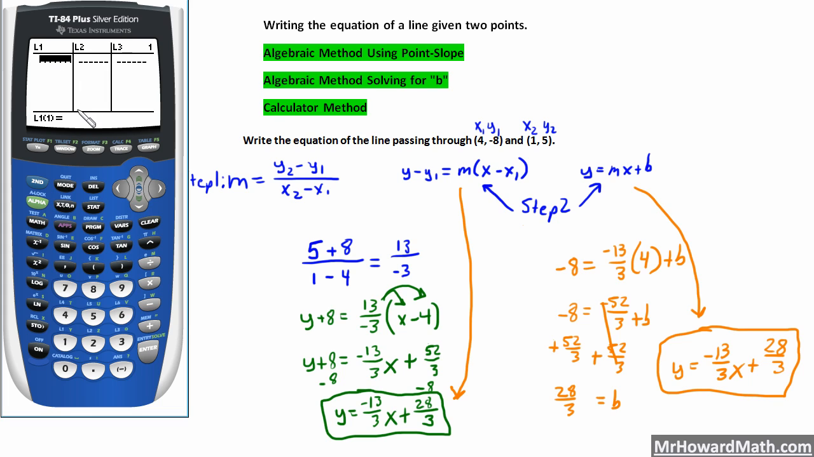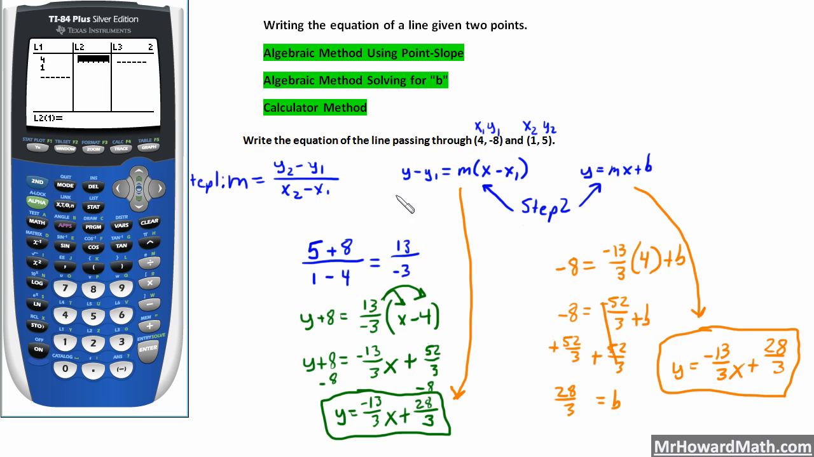So we need to remember that using our calculator, our x's go in list 1 and our y's go in list 2. Our x's go in list 1 and our y coordinates go in list 2. So our x coordinates are 4 and 1. So we're going to do 4, enter, 1, enter. Alright, so our x coordinates are there.